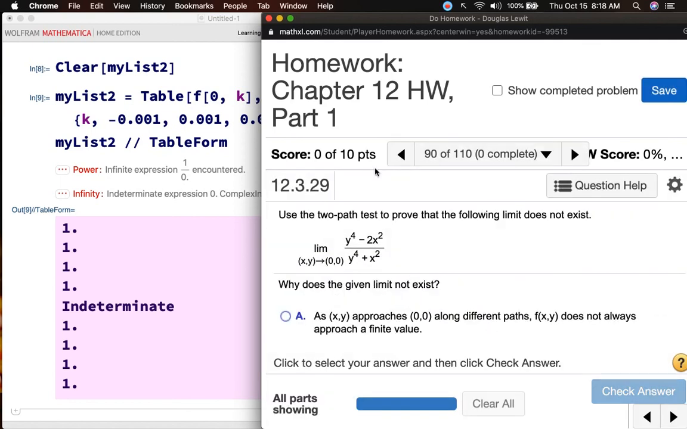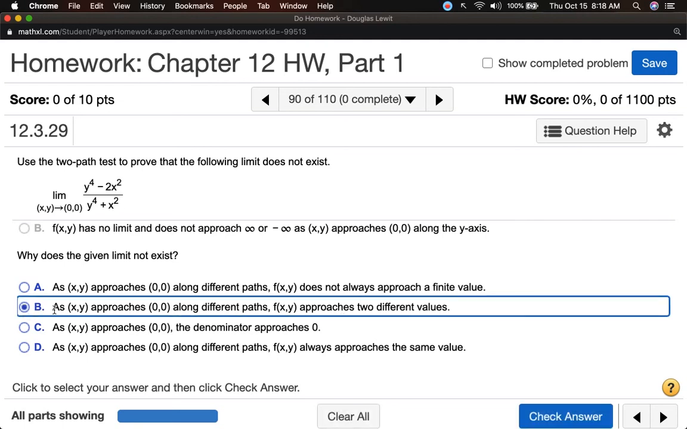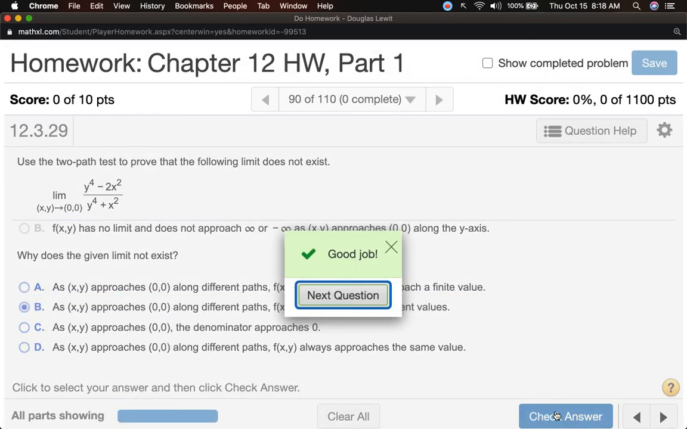Why does the given limit not exist? As x, y approaches 0, 0 along different paths, f of x and y does not always approach a finite value. That's not exactly the reason. I think it's going to be B. As x, y approaches 0, 0 along different paths, f of x and y approaches 2 different values. And that is correct. Let's move on to the next question.